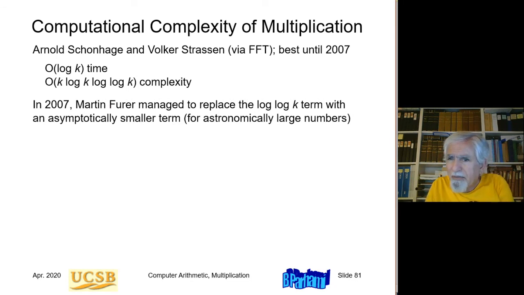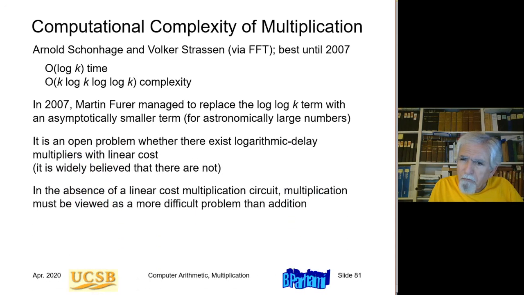Now, in 2007, Fuhrer managed to replace the log-log k term with an asymptotically smaller term, but still, he could not eliminate that term completely. It reduced its size to a non-constant term that grows much more slowly than log-log k. And at this point, the state of knowledge is such that, nobody has proven it, but we probably cannot design linear complexity, linear cost multipliers.